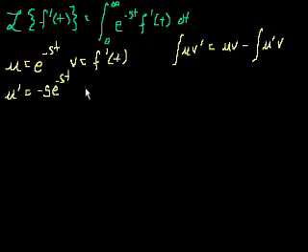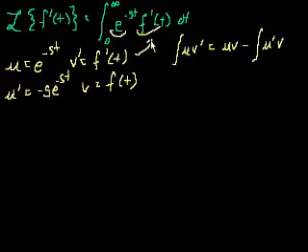Oh, sorry, this is v prime, right? v prime is f prime of t. So v is just going to be equal to f of t. Hope I didn't say that wrong the first time, but you see what I'm saying. This is u. That's u. And this is v prime. And if this is v prime, then if you were to take the antiderivative of both sides, v is equal to f of t.